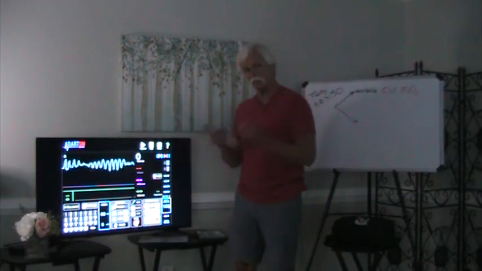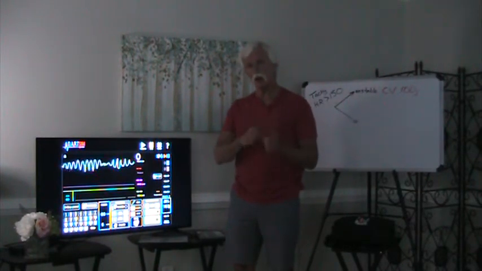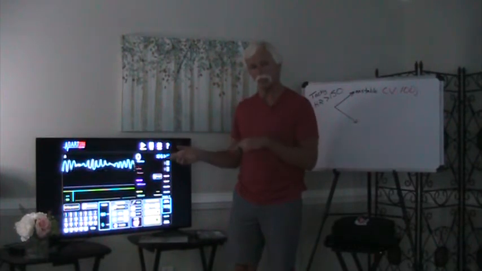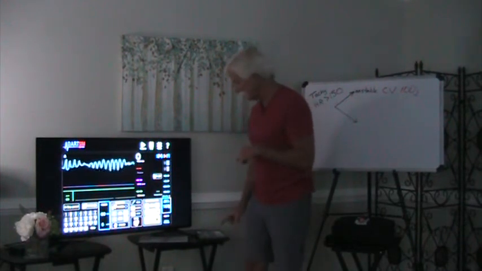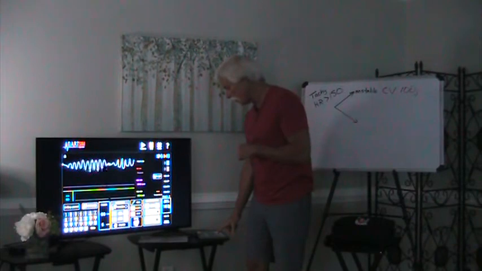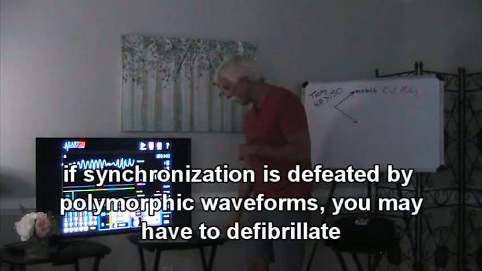In this situation, this unstable patient still requires a defibrillatory shock to interrupt this tachycardia. And since the synchronizer isn't going to work, I'm going to turn the synchronizer off. And in this case, I'm going to raise the energy to 200 joules and deliver an unsynchronized defibrillation to that patient.